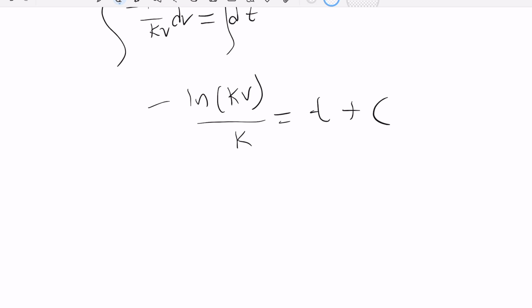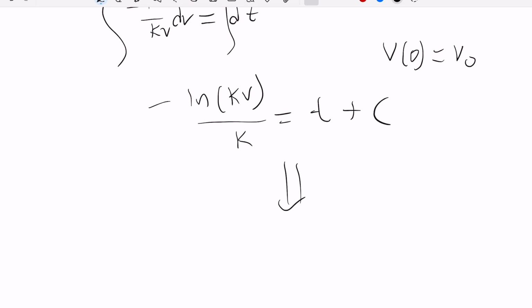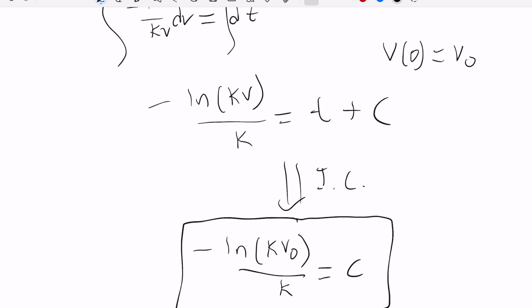So now let's figure out what this c is. Suppose we have the case where v at time 0 is equal to some constant that we call v naught. Well then, if we plug that into this equation, apply this initial condition, then we're going to say that negative ln of k v naught over k is equal to 0 plus c, which is going to be c. So we've essentially solved for c here, this constant, which is the integration constant.